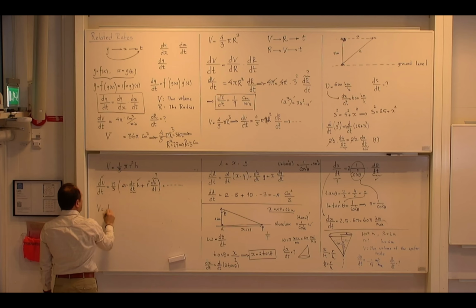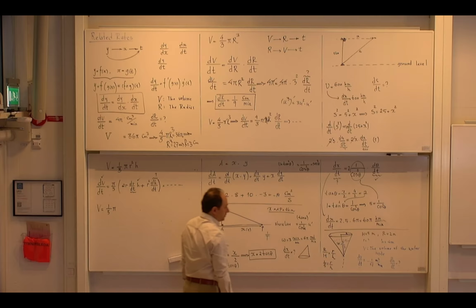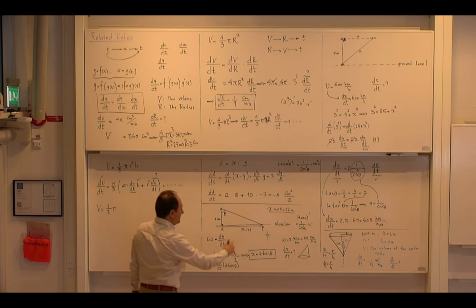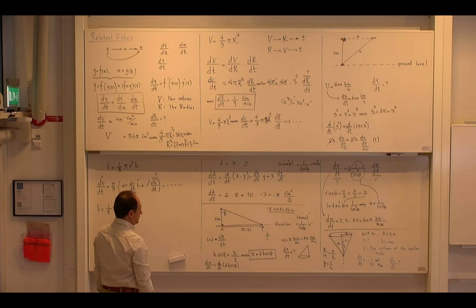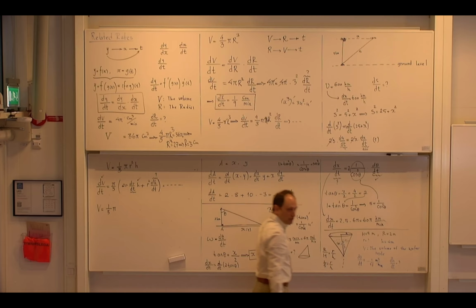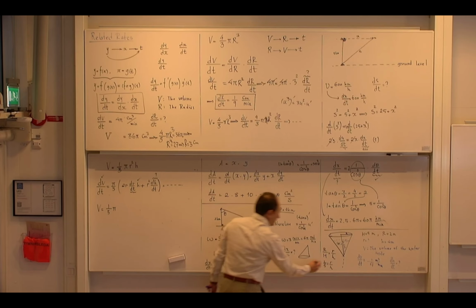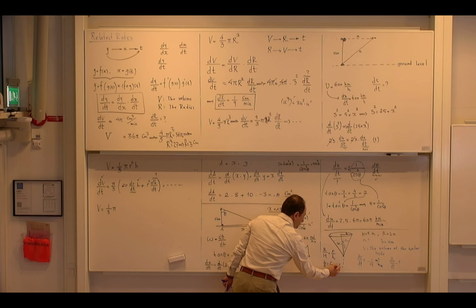I would write it as 1 over 3 pi r squared h. I have a relation between r and h. So what do you think we should do? I need to eliminate one of them in favor of the other one. But because the quantity I am interested in is dh dt, let us get rid of r. So what is r here? r is 2 over 5 h.